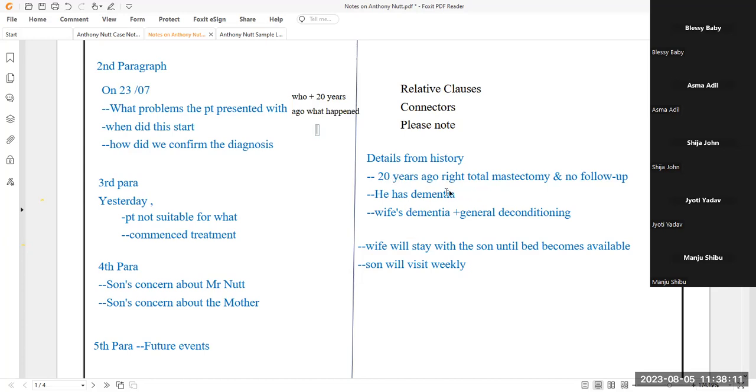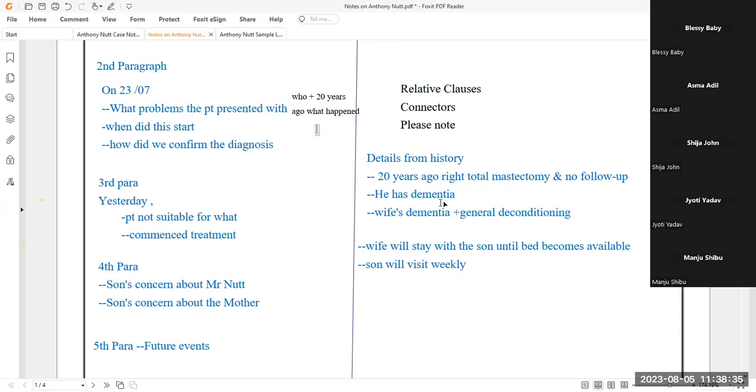So I thought about this 20 years ago. That is something that the reader needs to know quickly, right? Saying it at the end does not make sense. So one way we can say that is in the second paragraph, when we say the patient presented with these many problems. With what patient? The patient who had mastectomy 20 years ago and did not receive follow-up treatment, presented with this problem on the 23rd. I can say that using who.